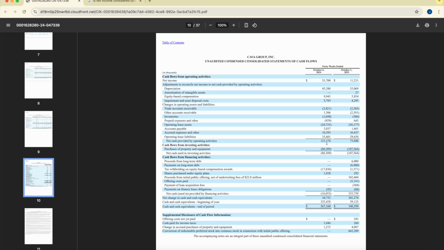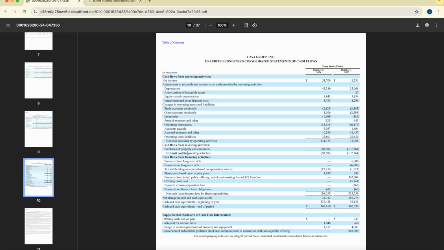When we compare this number with prior year's number, we can see that there was a big improvement, almost double, in the net cash provided by operating activities, which is a really good thing. After that, we have the numbers spent on property and equipment. This is probably because Cava is a restaurant company. They probably spent this on acquiring more and more restaurants because it is a growing company and they're building more and more restaurants every year.